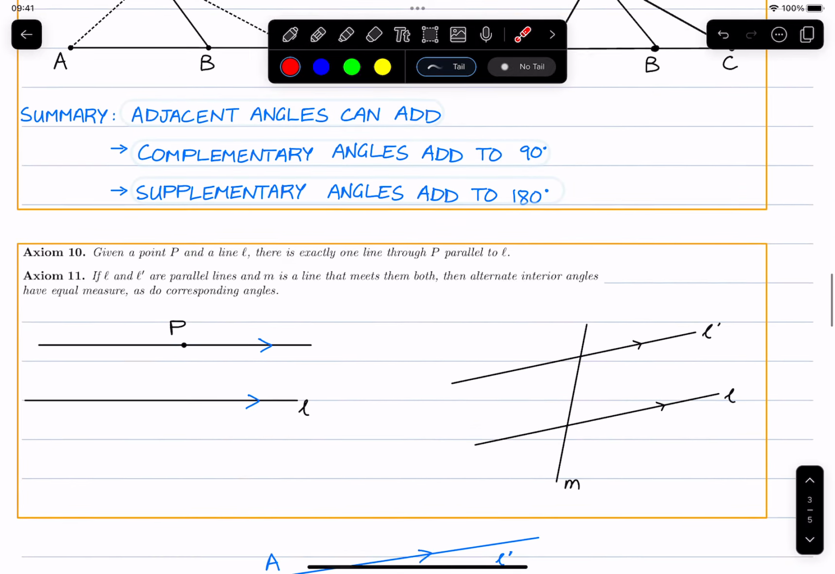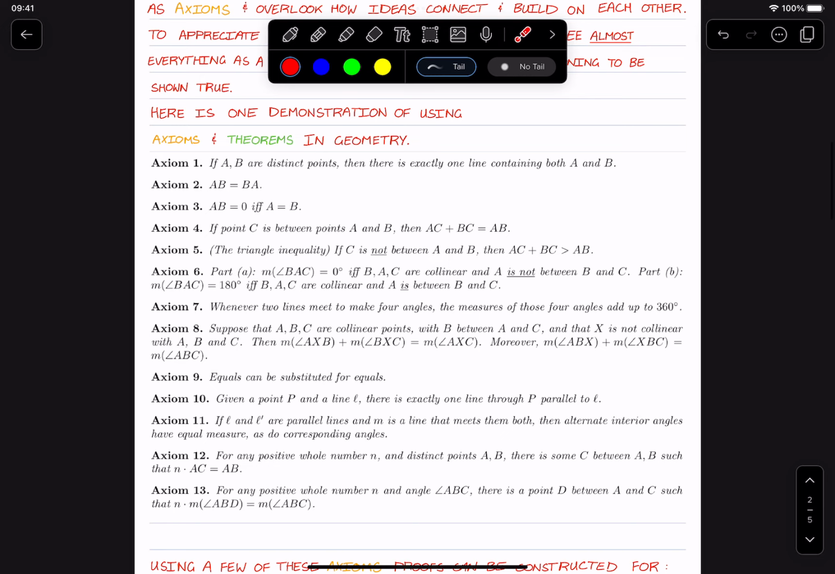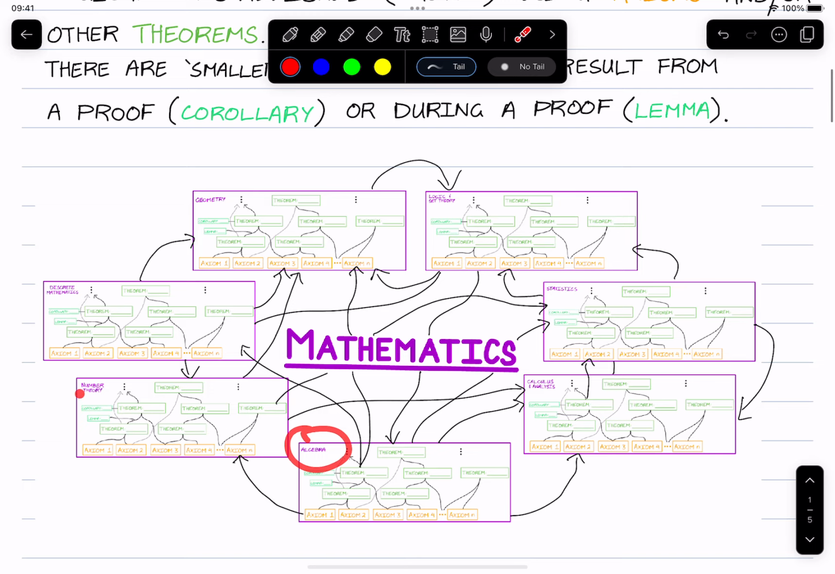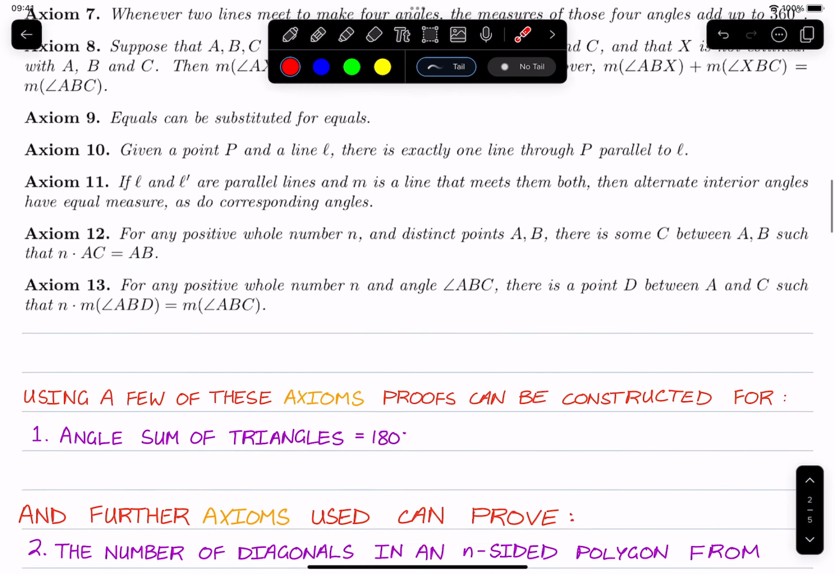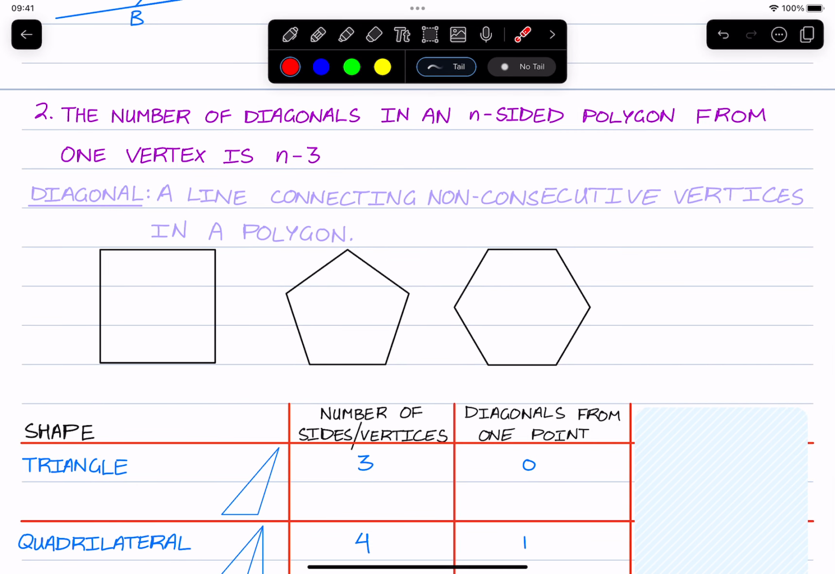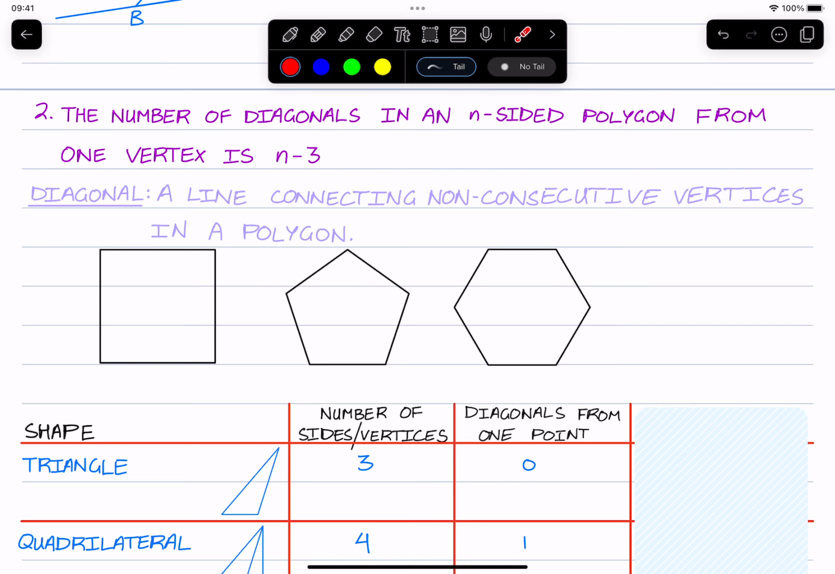Now, the tricky part with this is that there are axioms that aren't shown here, but these axioms are taken from algebra and number theory. So you'll just have to work with me here and understand that there are many axioms that we use without even realizing it. So the next theorem I'm going to prove is that the number of diagonals in an n-sided polygon from one vertex is n minus 3.